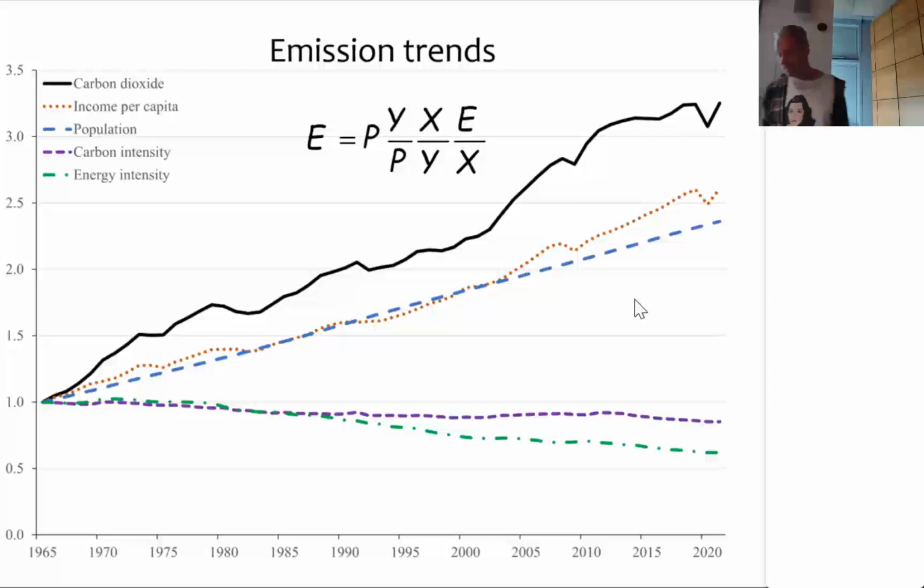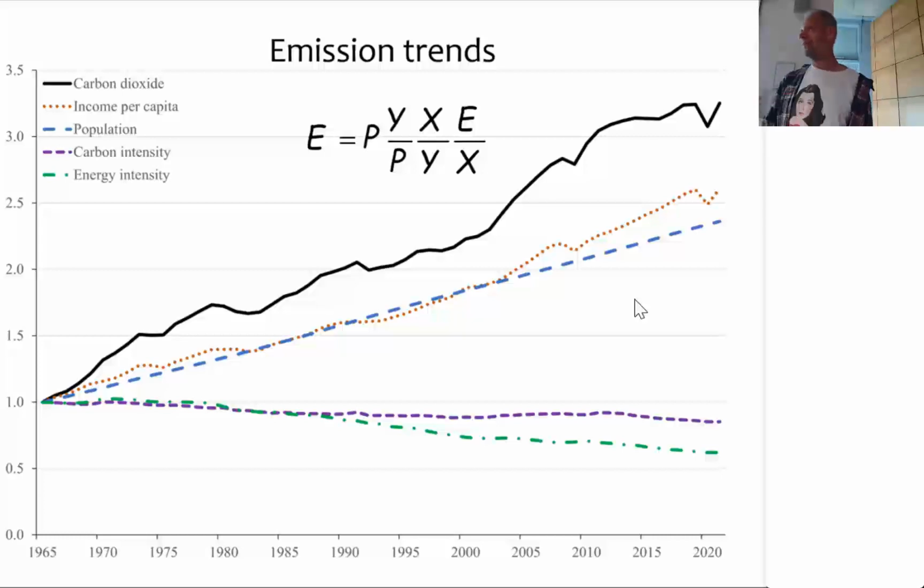So this Kaya identity is a neat way of understanding, of decomposing the growth in emissions in the past. It's no longer just emissions that come from somewhere. Now we have something that we can talk about and think about. So this is relatively straightforward for the past.